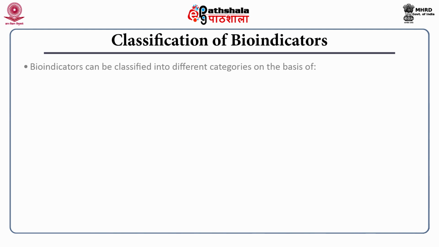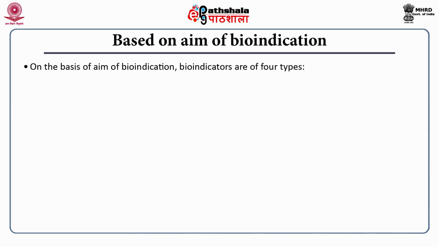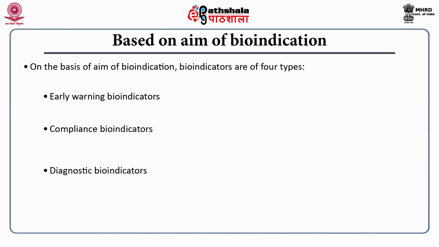Classification of bioindicators. Bioindicators can be classified into three different categories on the basis of aim of bioindication, application of bioindicators and according to International Union of Biological Sciences. On the basis of aim of bioindication, bioindicators are classified into four categories: early warning indicators, compliance indicators, diagnostic indicators and accumulation indicators.